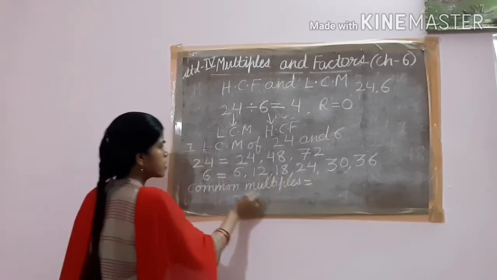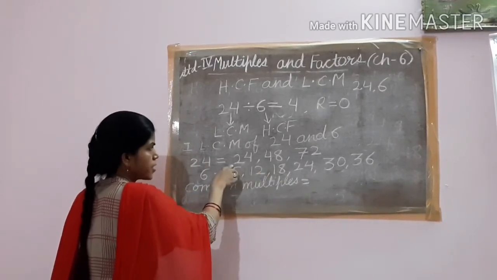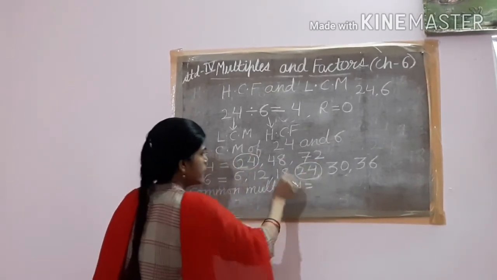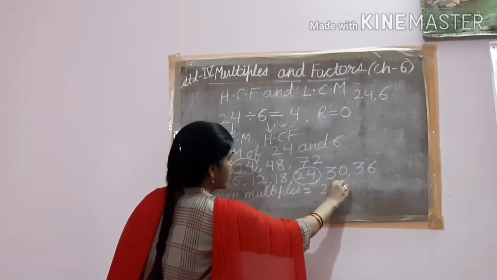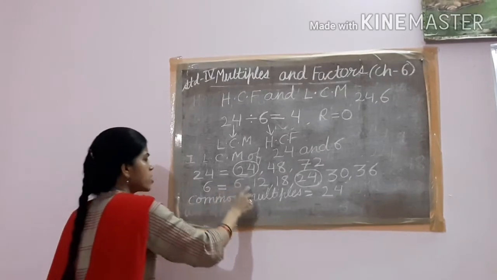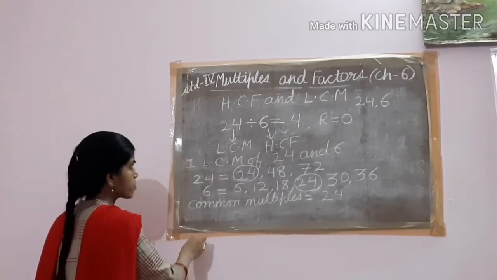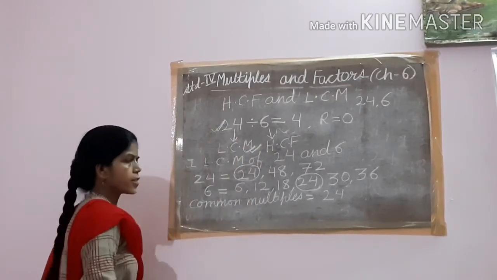Common multiples: 6, 12, 18 are not present in both. Here 24 is common between these two numbers. Some more multiples will be common, but I am showing you only this now. So the least common multiple is also 24. So the LCM is 24. So children, this is correct.